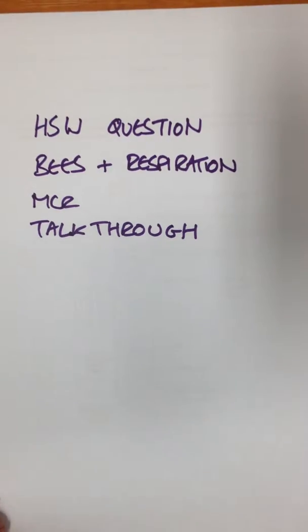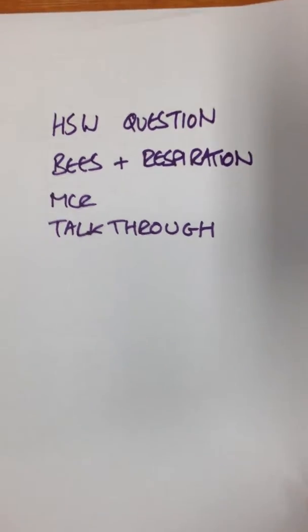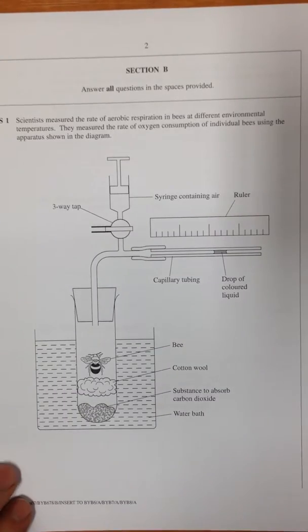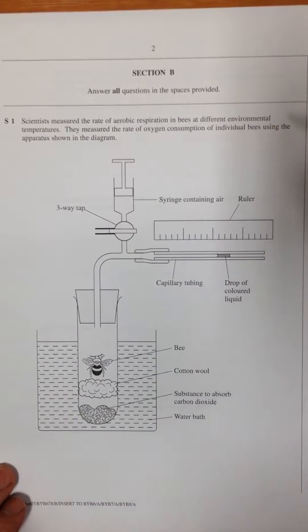Okay, this is the talk through of the bees and respiration, how science works question. Let's get into it. Scientists measured the rate of aerobic respiration in bees at different environmental temperatures. They measured the rate of oxygen consumption in individual bees using the apparatus shown in the diagram.